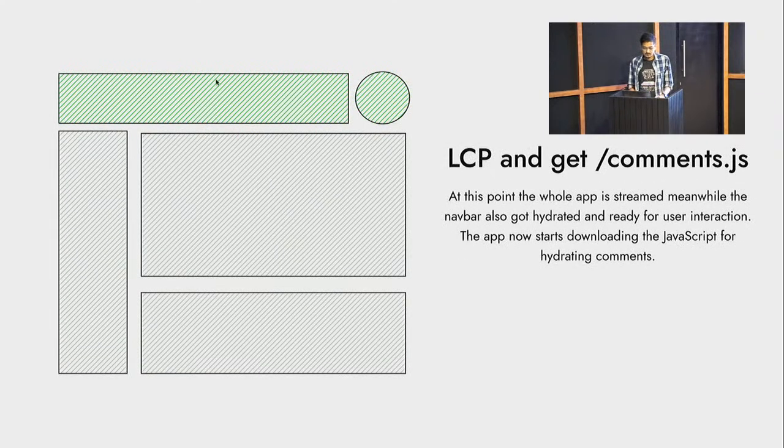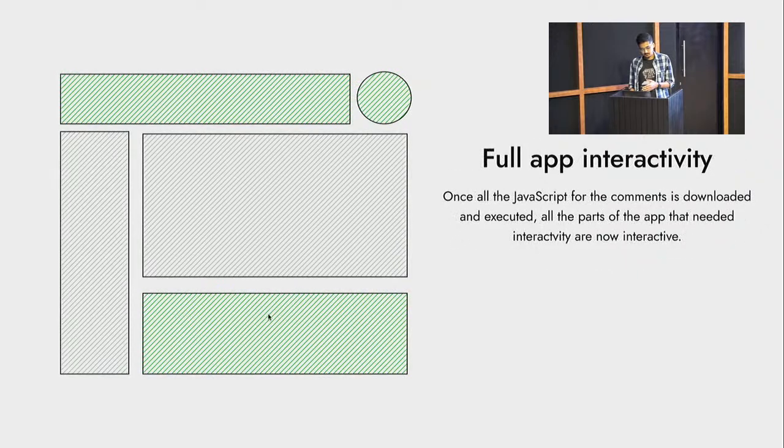Let's assume the navbar gets hydrated, and the post and the comments also get streamed in. Now we download the necessary JavaScript for comments, and as you can see, we didn't need to hydrate the sidebar and the post content because they were server components and they don't need any hydration. They just render on the server and then stream to the client. So yeah, that's mainly it. That's what the React team has been working on. That's the future of what rendering in React looks like.